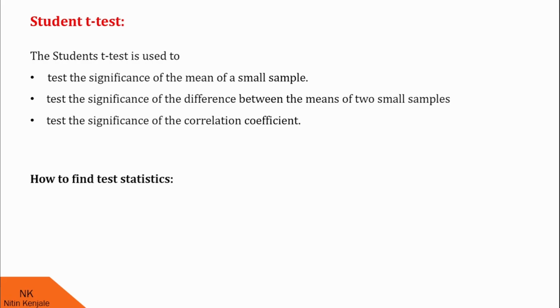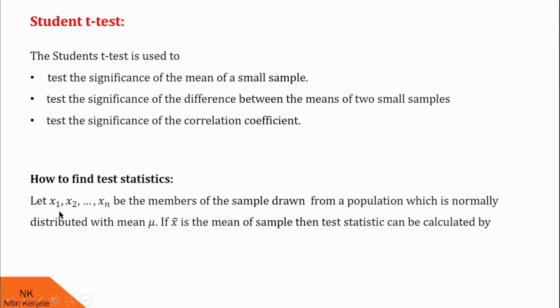Now let us see how to find the test statistic for student t-test. Assume x1, x2, ..., xn are the members of a sample drawn from a population which is normally distributed with mean mu. If x bar is the mean of the sample, then the test statistic can be calculated by the formula t = (x bar minus mu) upon (s upon root n), where s is the standard deviation of the sample, which is given by the square root of summation (xi minus x bar) whole square, where i runs from 1 to n, divided by n minus 1.